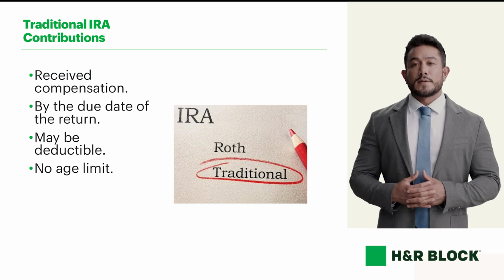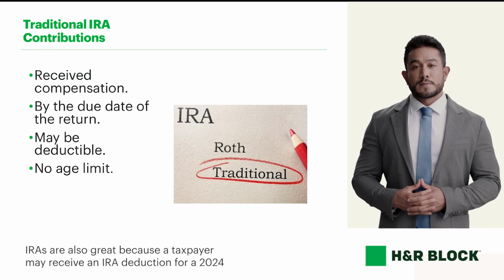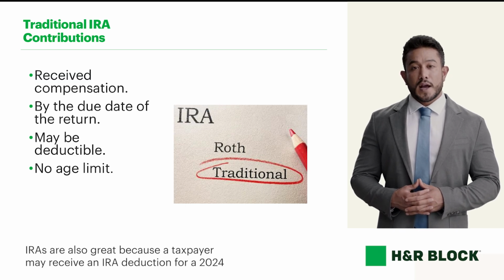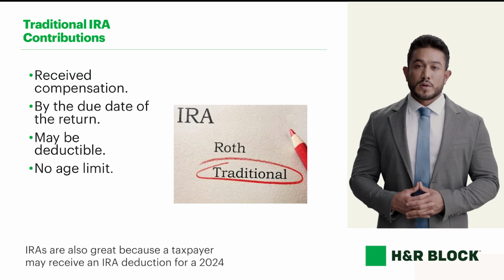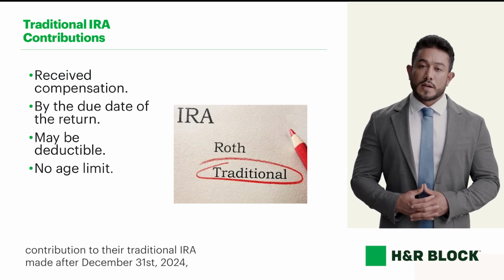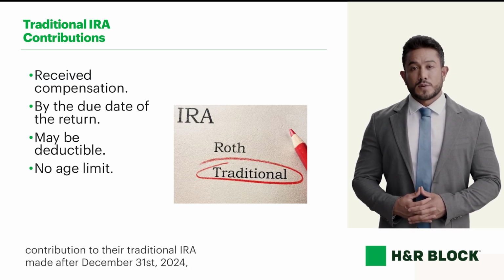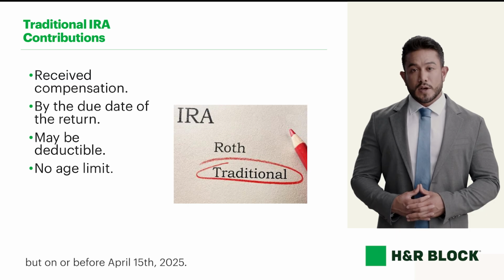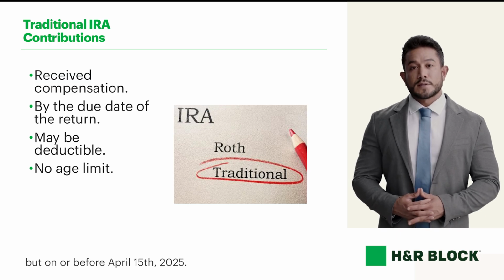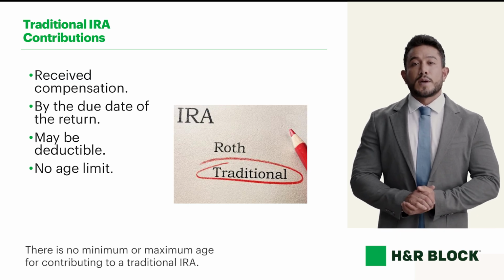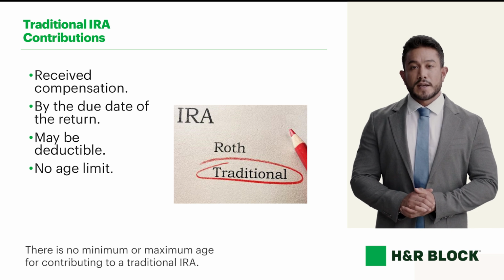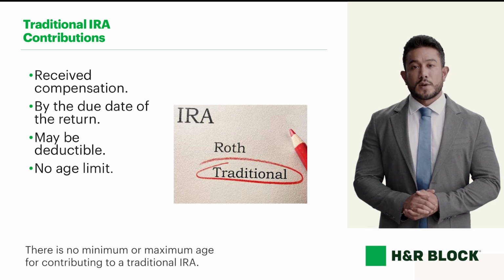So even if you get more time to file your taxes, the IRA contribution still has to be in by the original due date. IRAs are also great because a taxpayer may receive an IRA deduction for a 2024 contribution to their traditional IRA made after December 31st, 2024, but on or before April 15th, 2025. There is no minimum or maximum age for contributing to a traditional IRA.